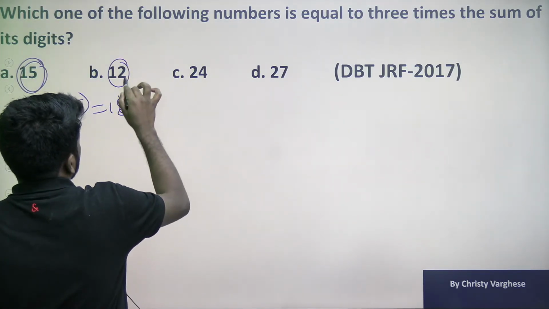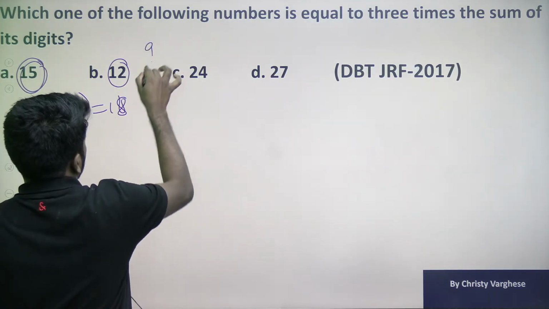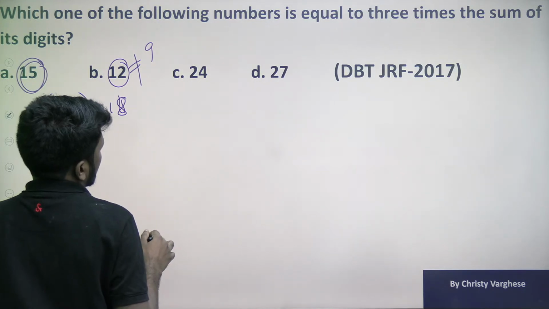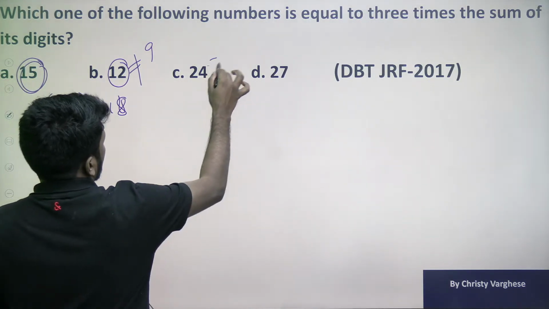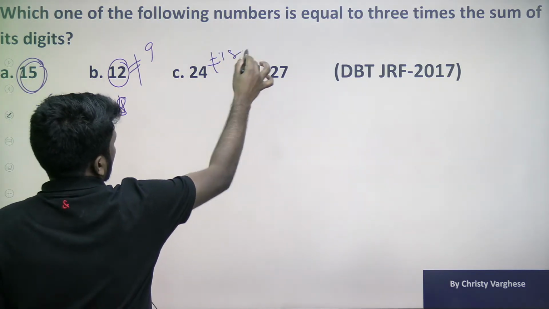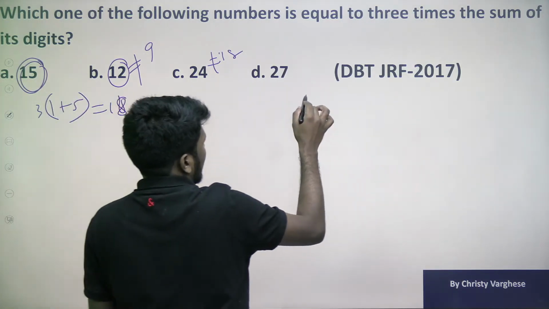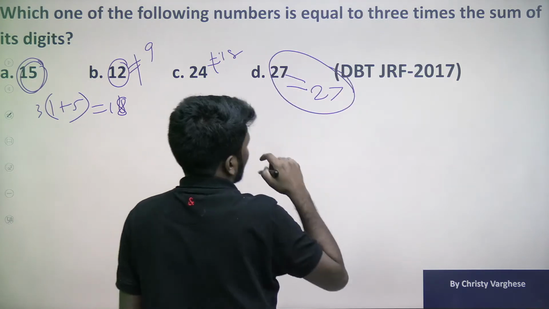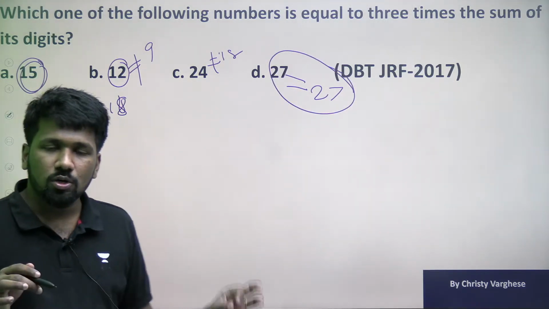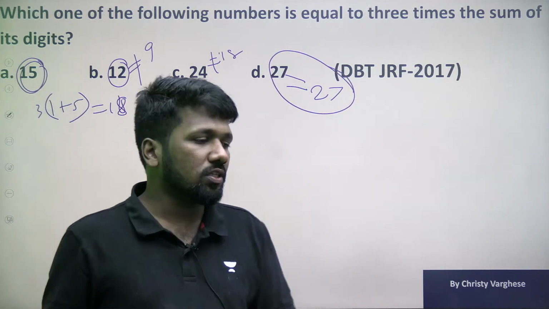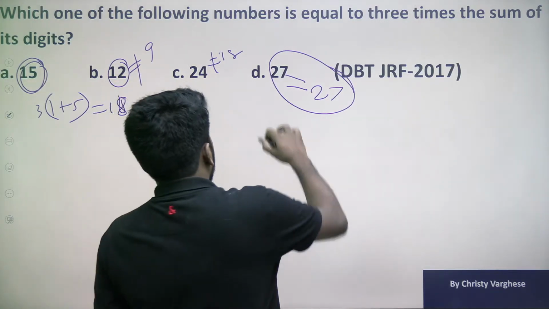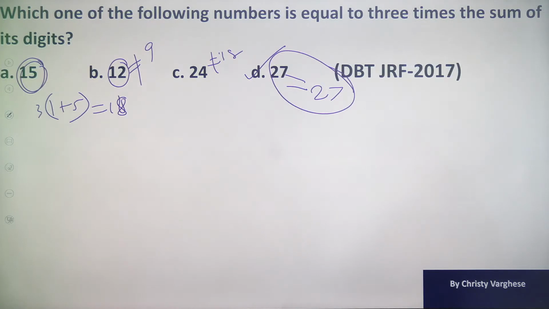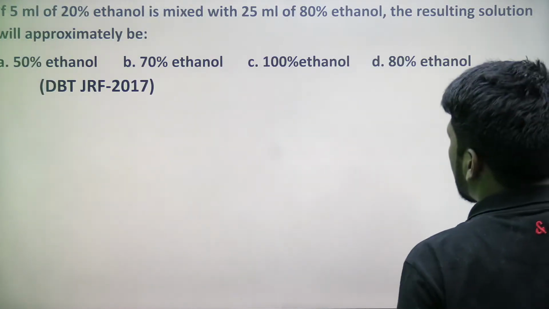Now 12, digit sum is 3. 3 times 3 is 9. 9 is not equal to 12. 24, digit sum is 2 plus 4, 6. 6 into 3 is 18. 18 not equal to 24. But 27, 2 plus 7 is 9. 9 into 3 is 27. And that is equal to 27, the number itself. The number should be equal to 3 times the sum of digits of the number. That is satisfied in option D only. So option D is the answer. Here the direct method takes more time, so we are depending on the elimination method.